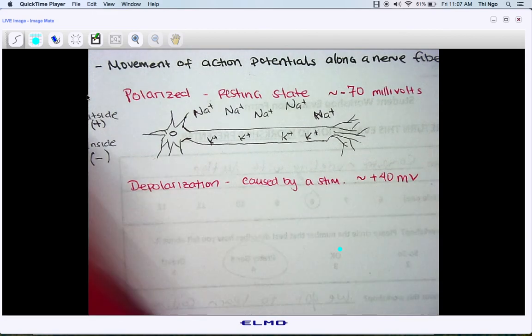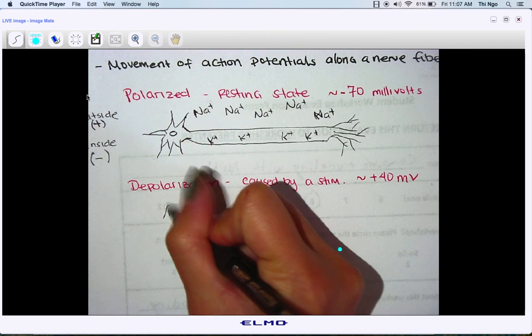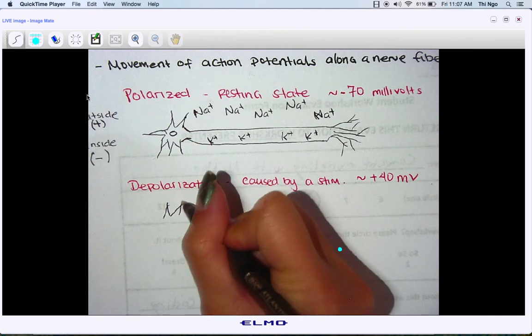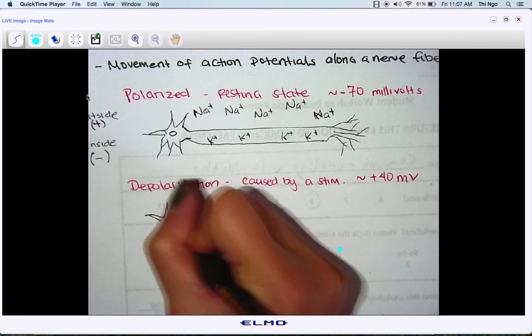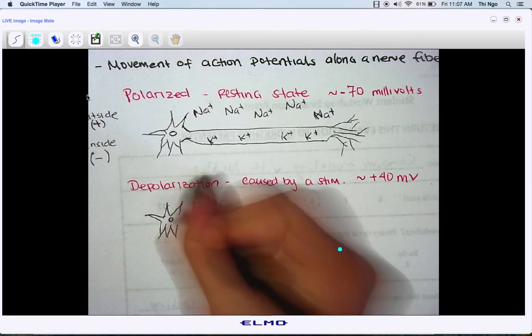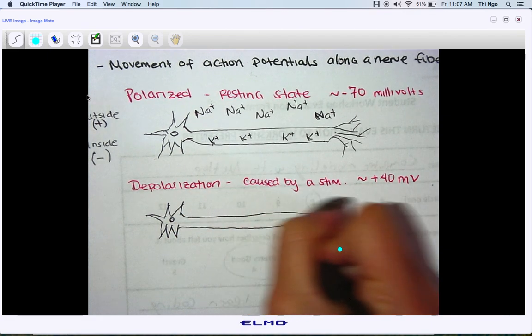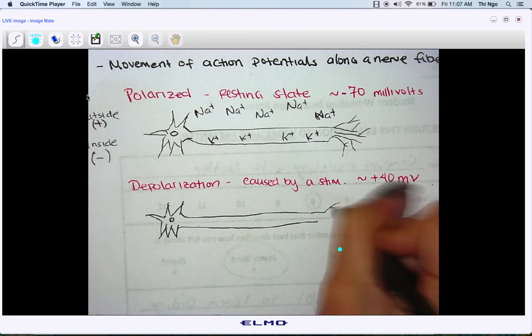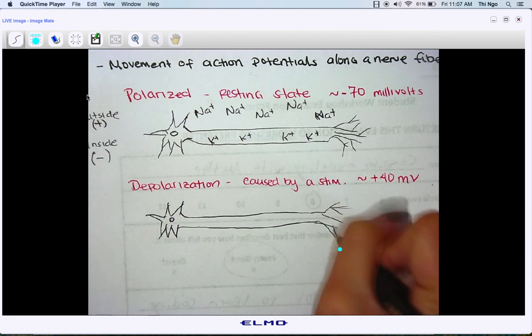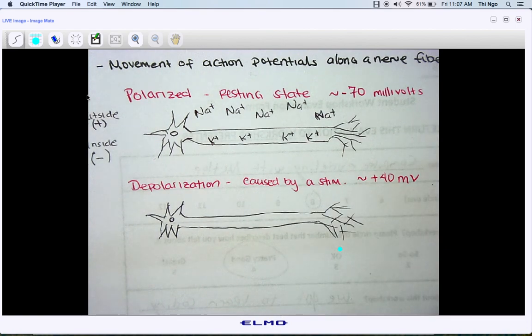And so what that's going to look like for our neuron, let's go ahead and redraw the neuron. Exactly the same as the first one you drew, of course. Not really. Looks exactly the same.